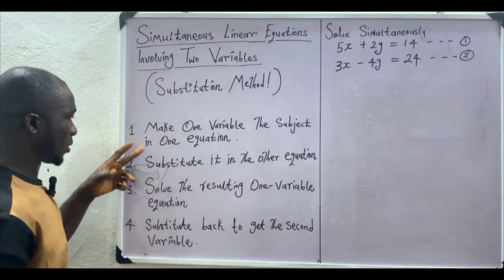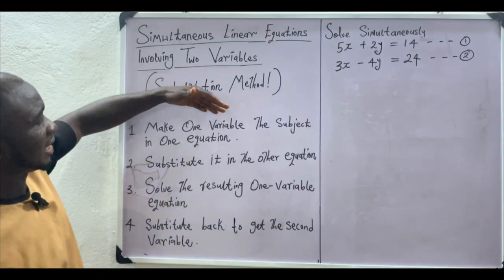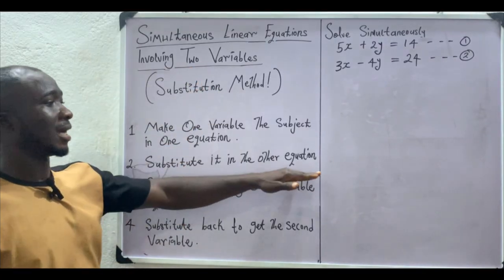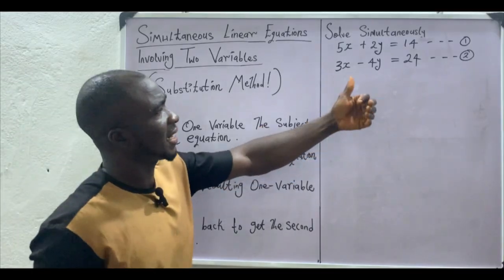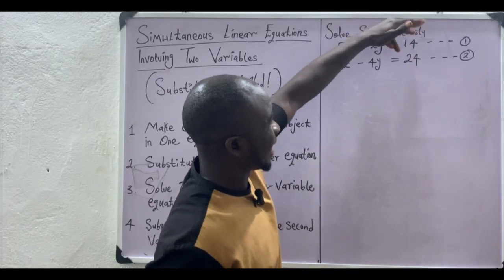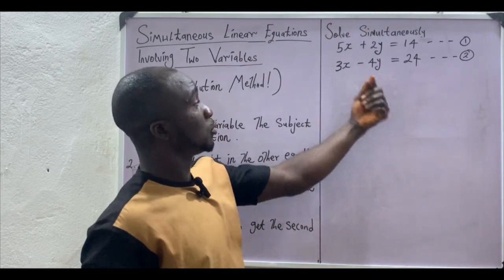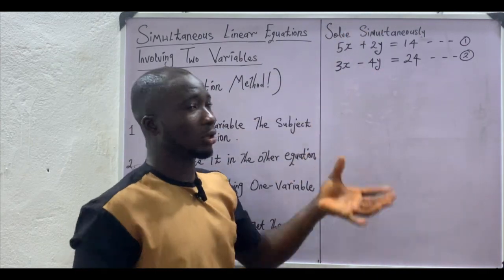Having done that, the next step you take is to substitute what you have obtained in the first step in the other equation. In other words, if I decide, for instance, to make y the subject in equation 1, then I will substitute the value of y that I have obtained in equation 1. I will use it to replace this y here in equation 2.